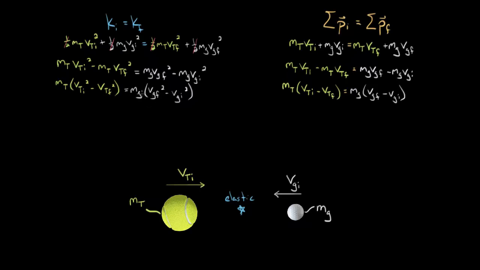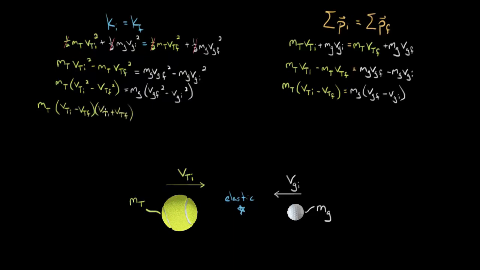So what do we do? At this point, I want to make this left-hand equation look more like this right-hand equation. So is there any way I can change this difference of squares into a difference of just velocities? And there is. If you remember, I can write this squared term, I can write this as mt times the quantity vti minus vt final multiplied by vti plus vt final.